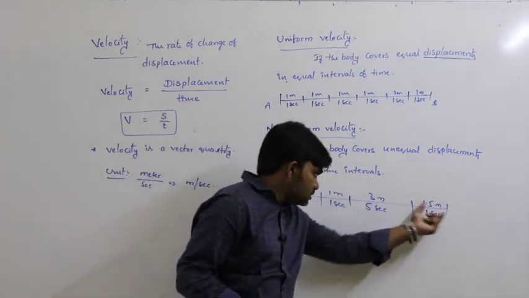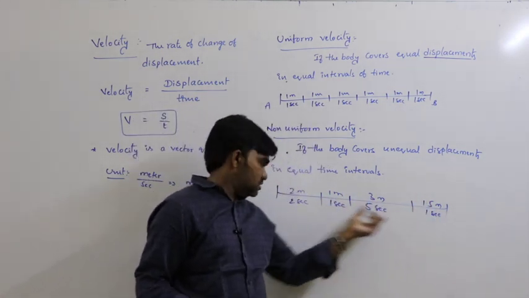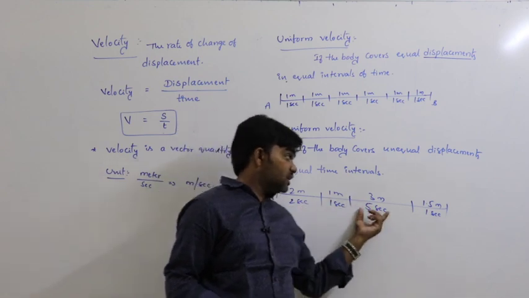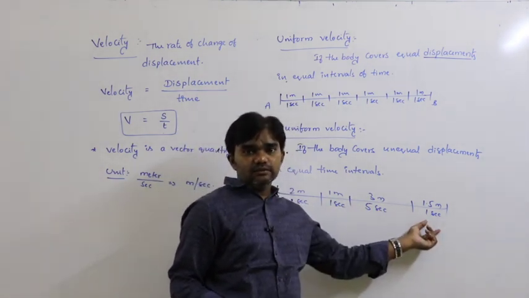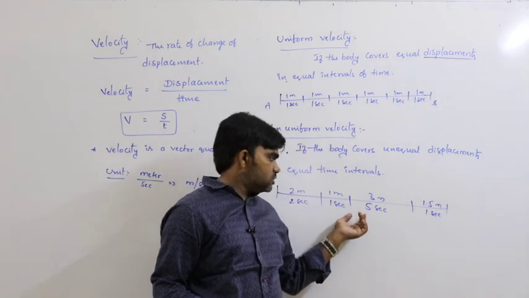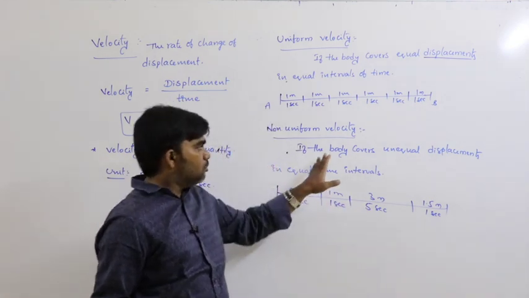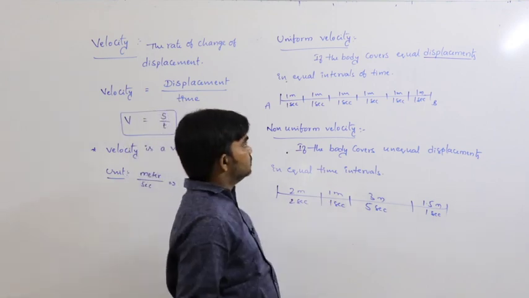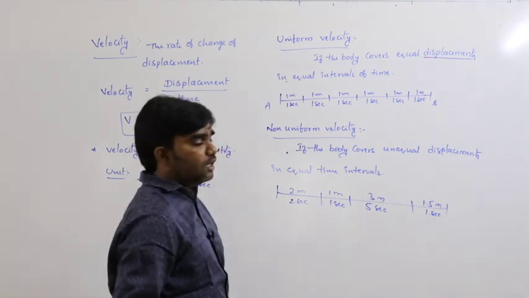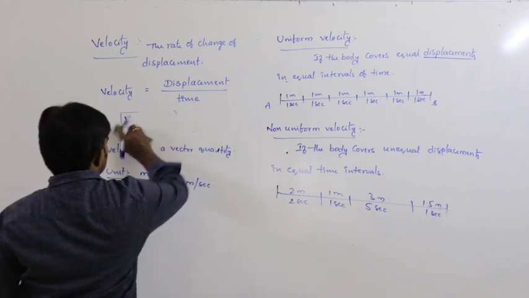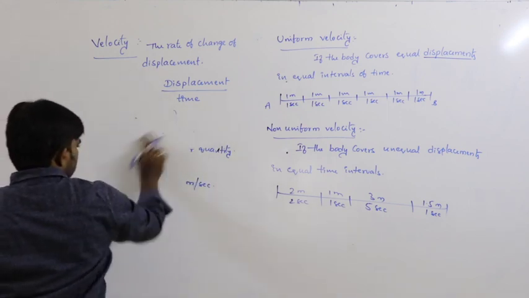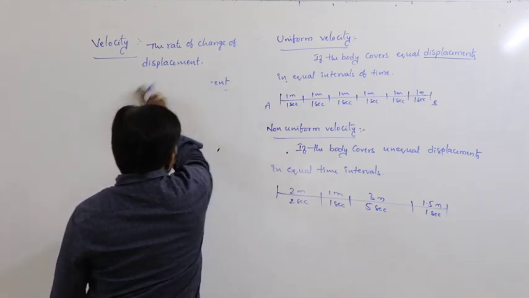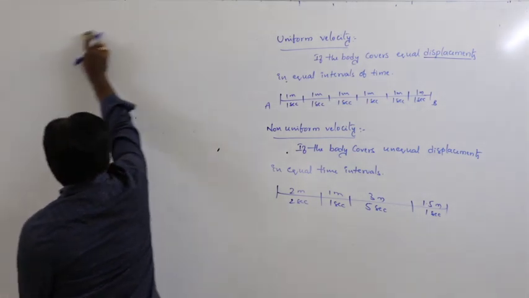Unequal displacements, unequal time intervals. It takes 2 seconds, 1 second, 5 seconds, 1 second, like that. So in this situation, we can say that the body moves with non-uniform velocity. So that is uniform velocity and non-uniform velocity. Next, we have two more terms: average velocity and instantaneous velocity.